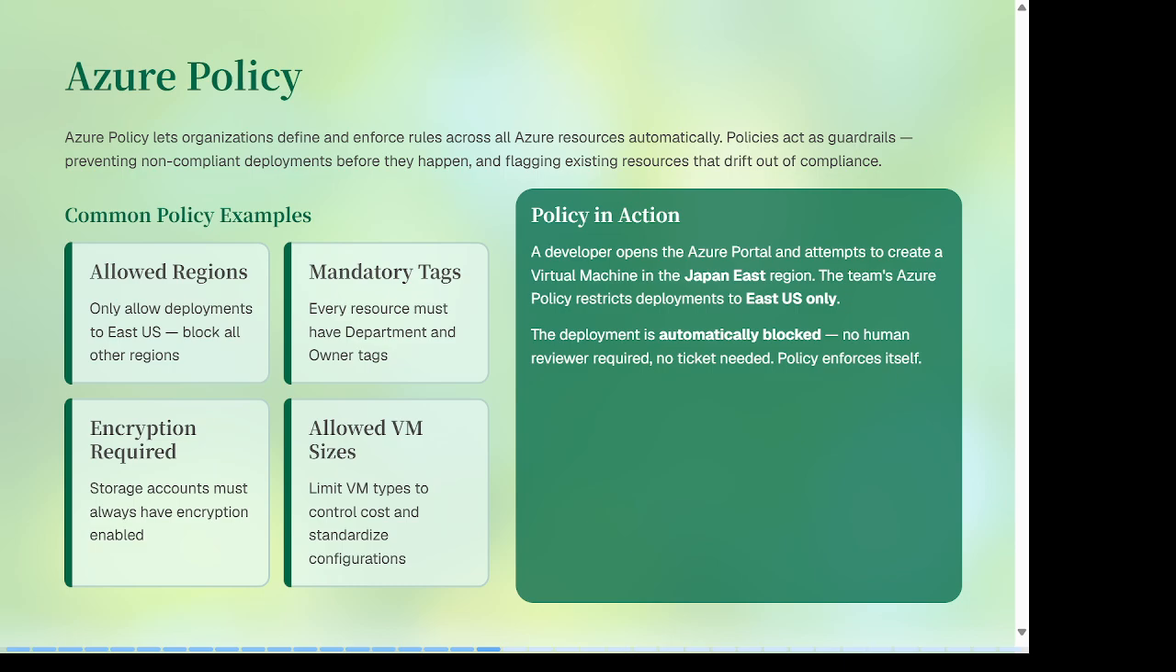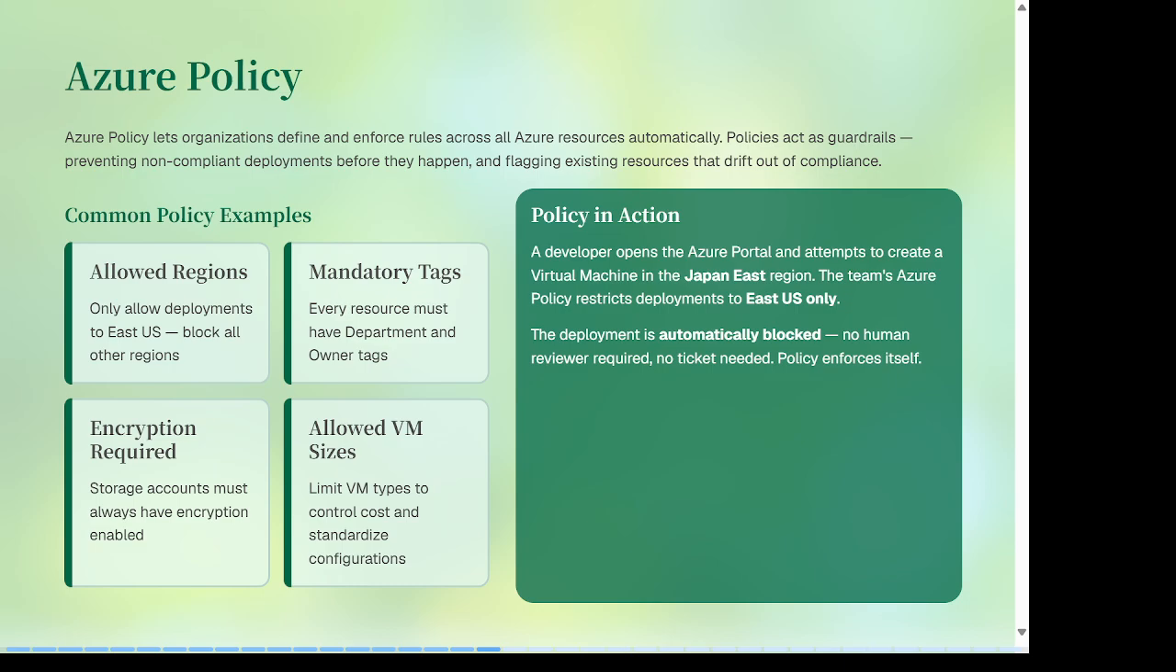Imagine a developer logs into the Azure portal. They try to create a virtual machine, but they select the Japan East region. However, the organization has a policy that only the East US region is allowed. Now what happens? It blocks. Azure Policy immediately evaluates the request, checks compliance rules, and blocks the deployment. So the result is the VM creation is denied automatically. No approval needed, no ticket raised, no manual review required.